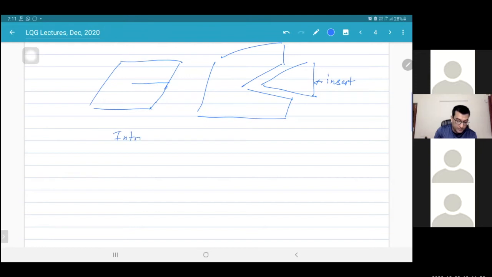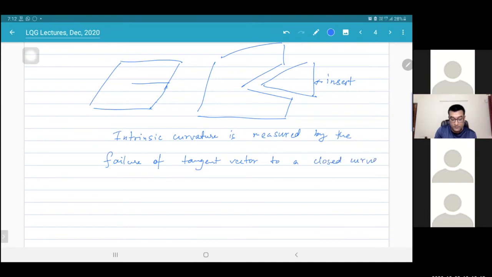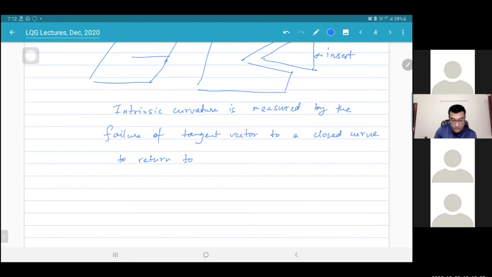So intrinsic curvature is measured by the failure of the tangent vector to a closed curve to return to itself after being parallel transported around that curve.